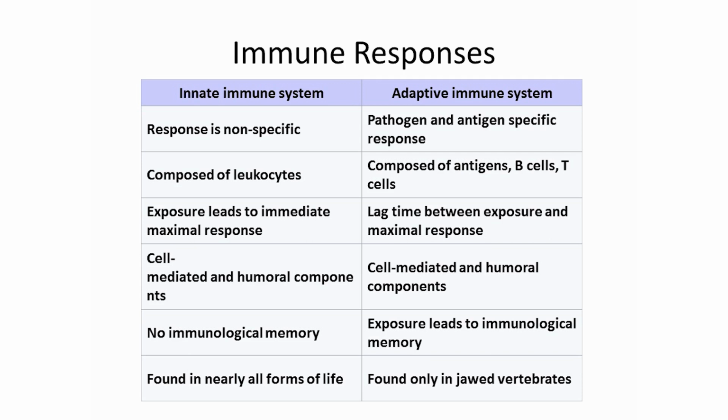And this forms the basis of immunity. That's why this is important. This forms the basis for the vaccine immunity. And the last one is adaptive immune response is only in jawed vertebrates, whereas innate immune response, the non-specific, is there in almost all kinds of forms of life.